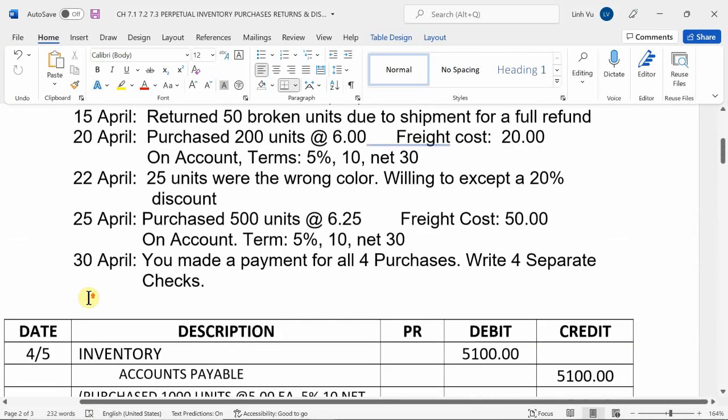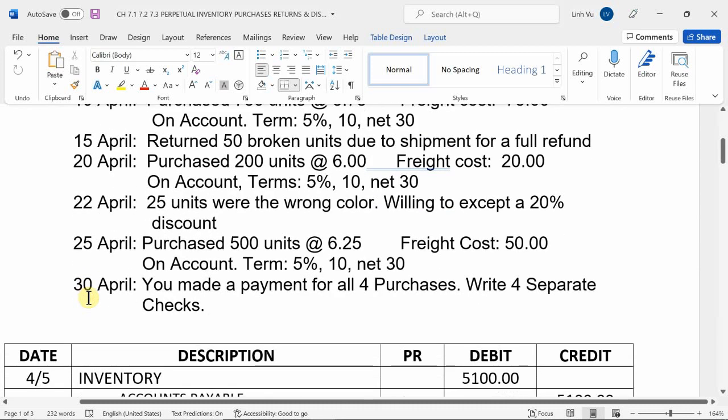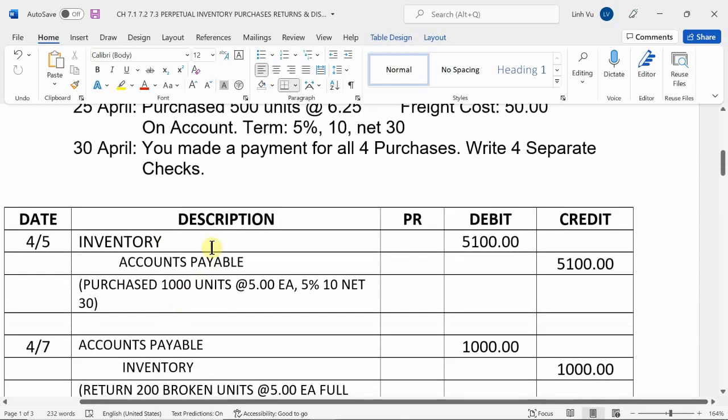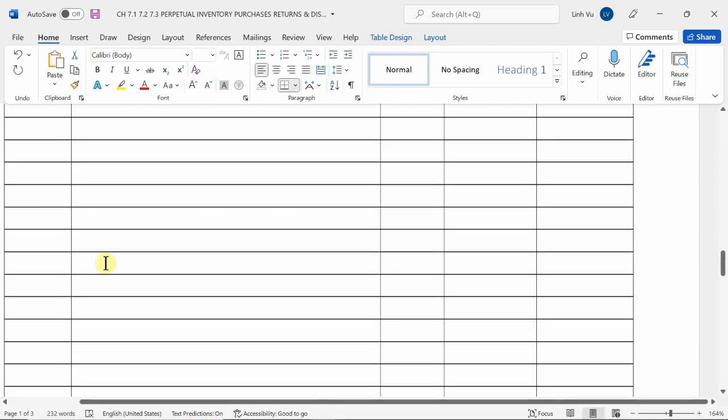And then lastly, on April 25th, we end up purchasing 500 units at $6.25 each with a freight of 50. And of course, on account terms, 5/10, net 30. So once again, same journal entry, the only difference is we're recognizing different numbers.